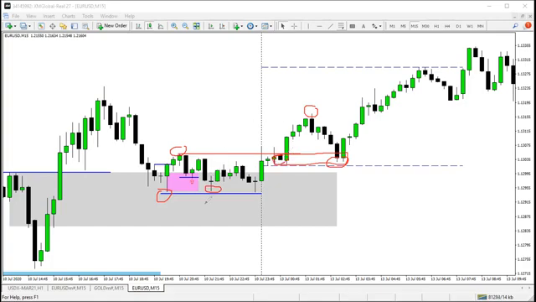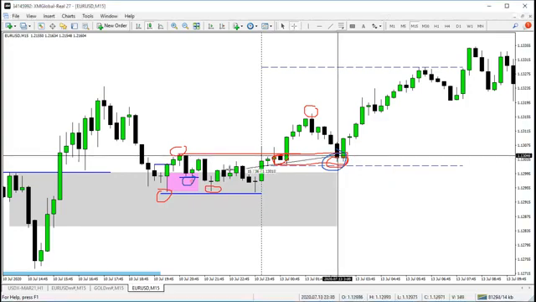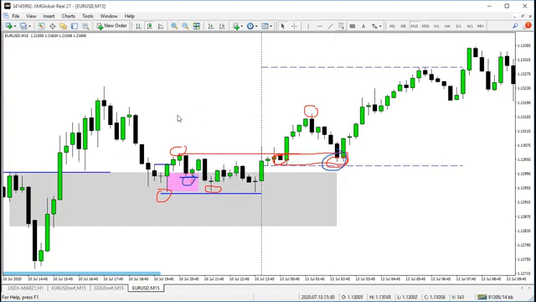So for 5 minutes, this was the buy. For 15 minutes, this was the buy. The only difference was about 5 pips, which is nothing, to be honest. So for a safer entry, you'd have taken this one here.